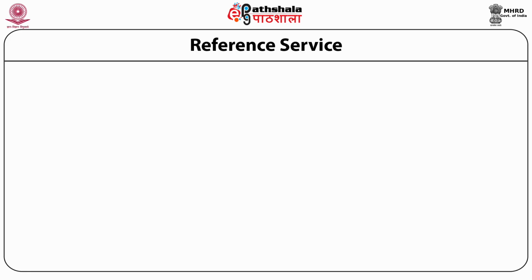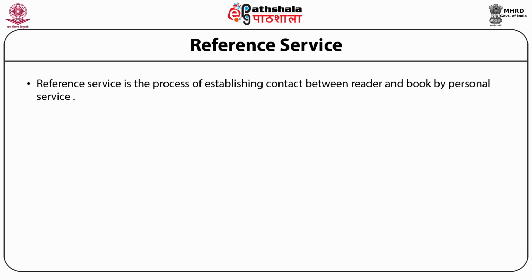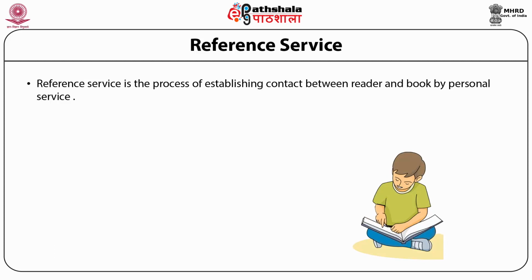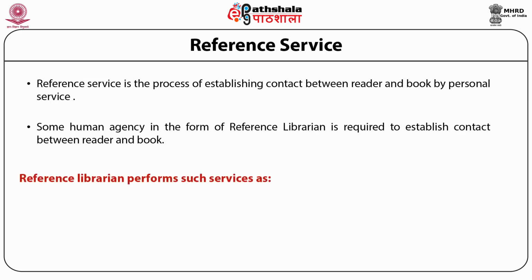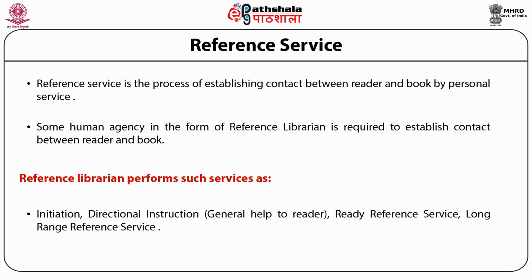Dear students, the various library services which are organized in academic library, let us now discuss them one by one. Reference service is the most important service organized in academic library. It is the process of establishing contact between reader and book by personal service. Some human agency in the form of reference librarian is required to establish contact between reader and book. Reference librarian performs such services as initiation of the fresh reader, directional instruction given to general readers, it's a sort of general help to the readers, ready reference service, and long range reference service.